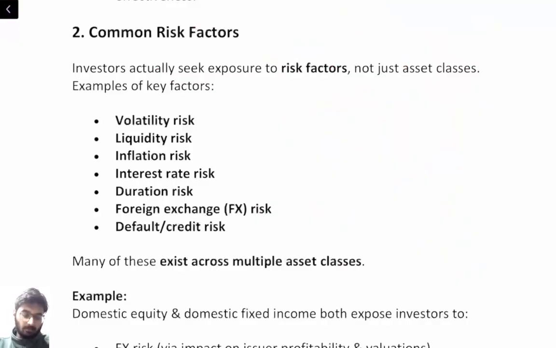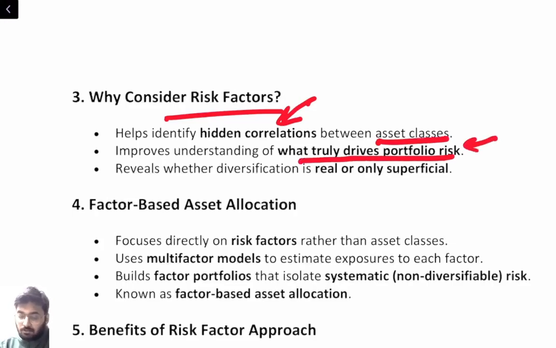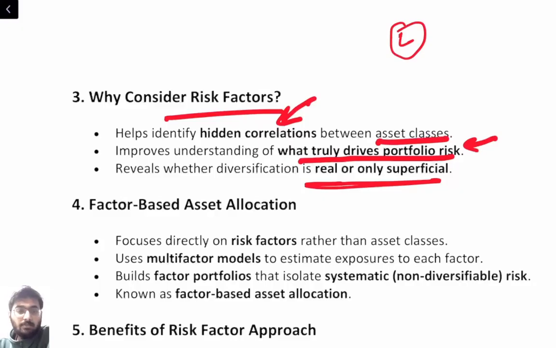Okay, so if we look at our notes, we have completed the common risk factors. Now, why consider the risk factors? Basically they help us identify the hidden correlation between the different asset classes. This improves the understanding of what truly drives the portfolio risk. It's not the asset class, it's the risk factors which are actually driving those risks. It also reveals whether the diversification is real or just superficial. Superficial means that if my portfolio has domestic equity and domestic bonds, there is not going to be any diversification benefit because most of the risk factors are almost similar.